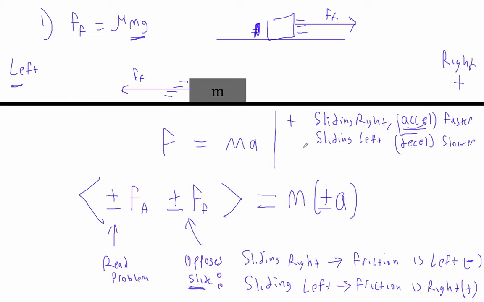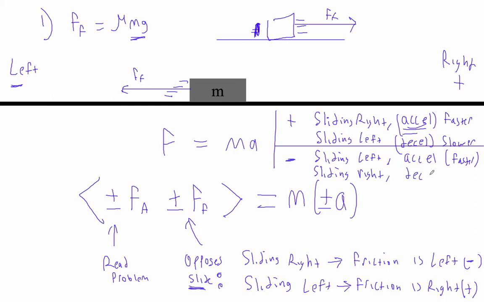Let's see. Hold on. I can do this. Okay? Negative acceleration is sliding left and accelerating, obviously. Right? That is going faster, right? Okay, but you could also have a negative acceleration if you're sliding right, but decelerating. And by decelerating, I mean going slower.